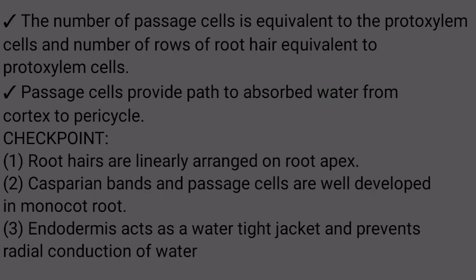Checkpoint: root hairs are linearly arranged on root apex. Casparian bands and passage cells are well developed in monocotyledonous roots. Endodermis acts as a watertight jacket and prevents radial conduction of water. These are very important points you have to remember.